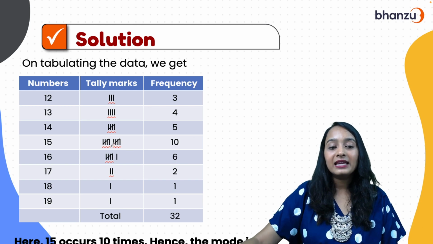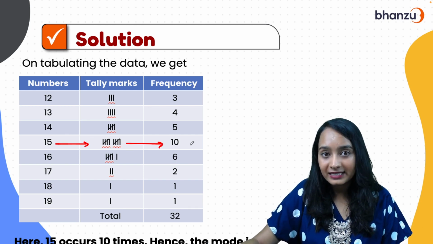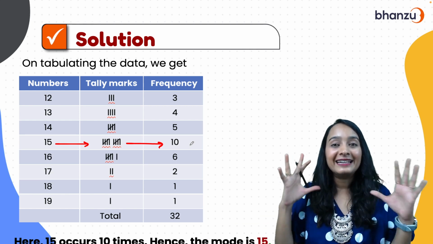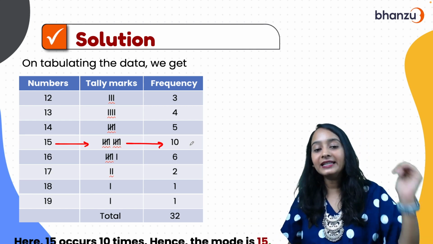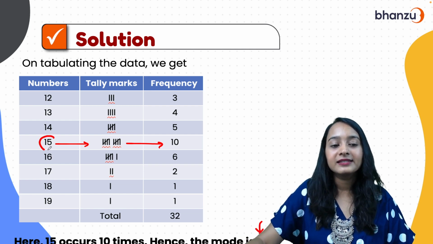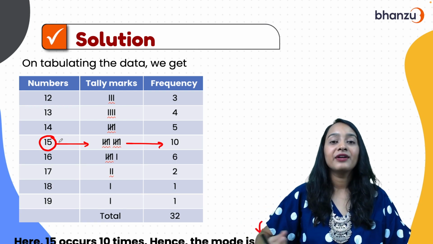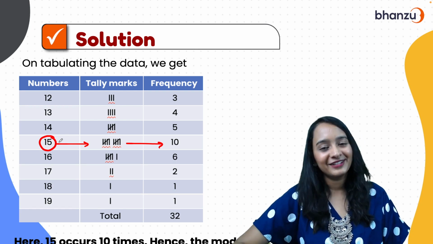Hence, you can see that 15 has the highest frequency. 15 is occurring 10 times. So, looking at the data, you can say that the mode of the data here is the number 15 because it is repeating itself the maximum number of times.